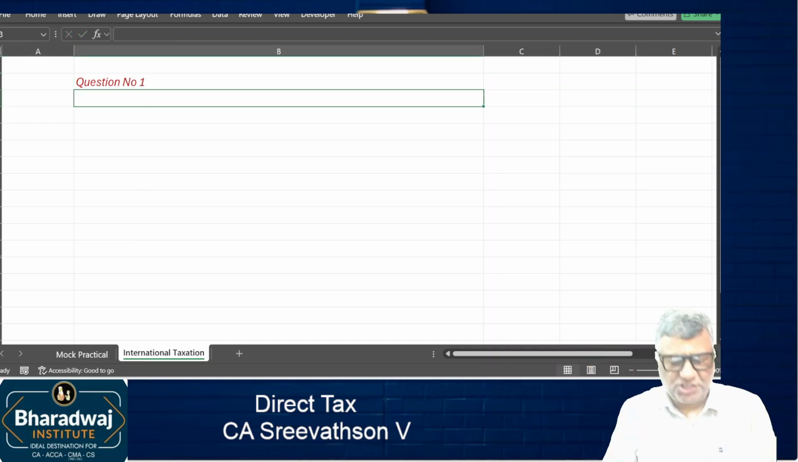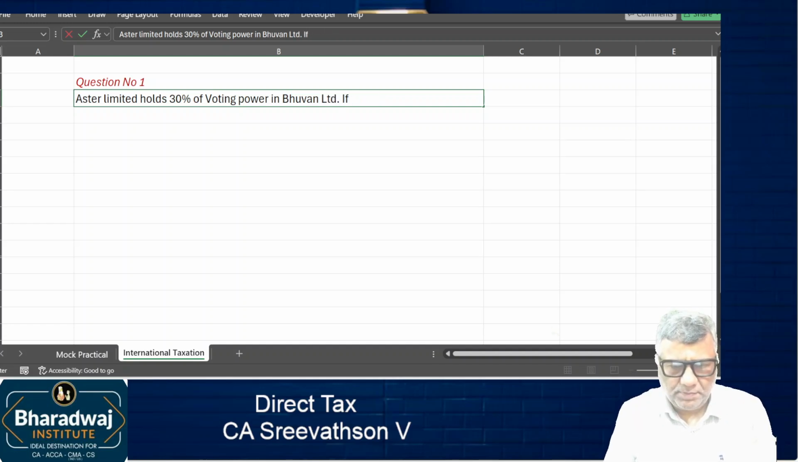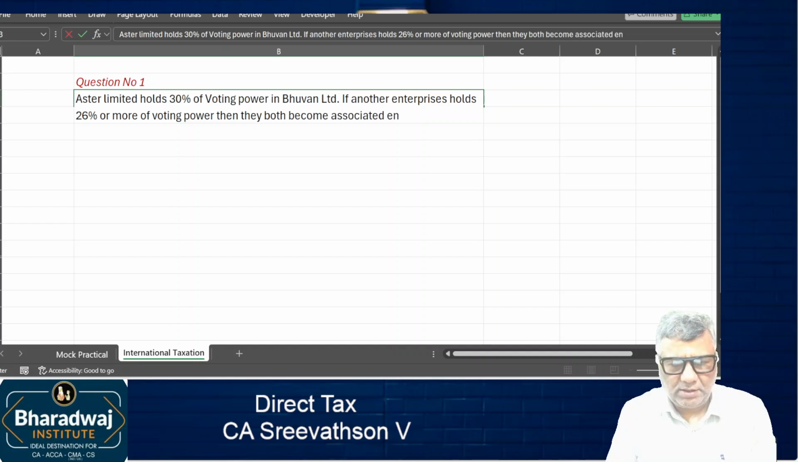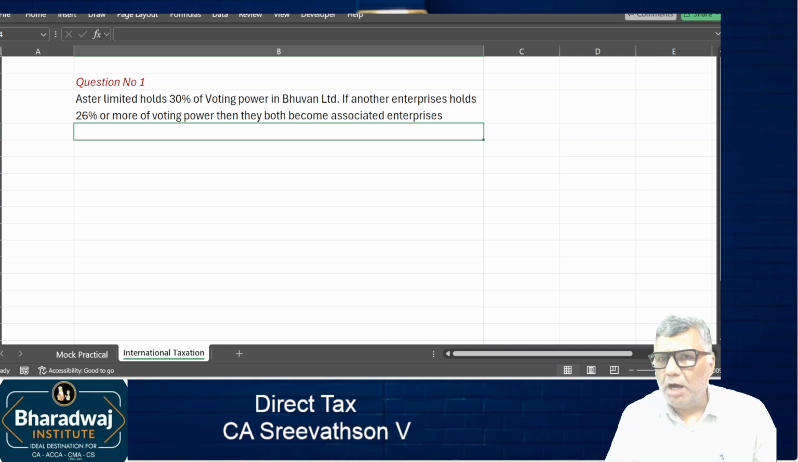First, the theoretical answer. Always remember, Aster Limited holds 30% of voting power in Bhuvan Limited. If another enterprise holds 26% or more of voting power, then they both become associated enterprises. Please write first why this is coming.